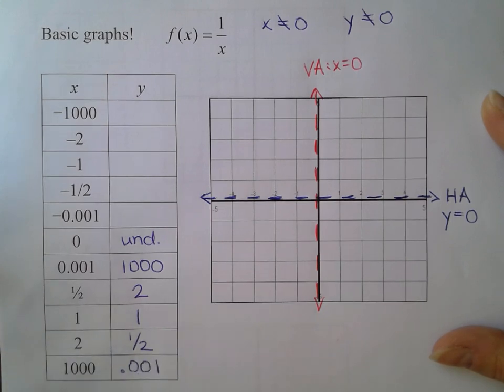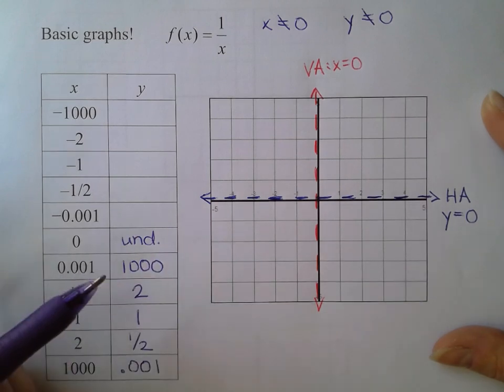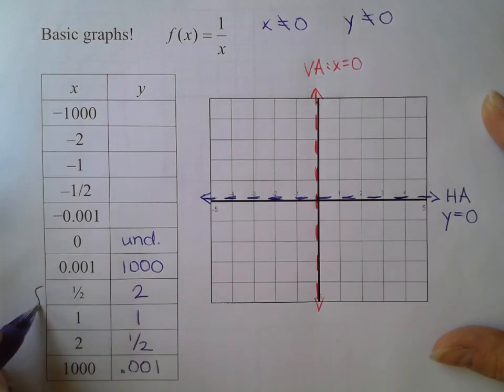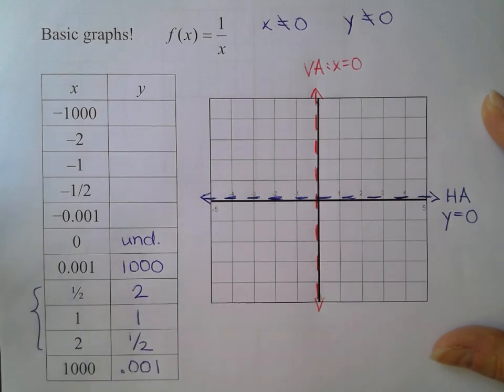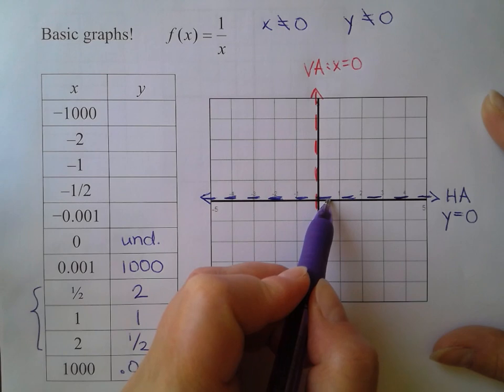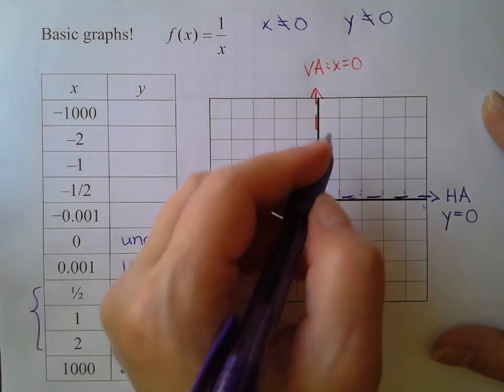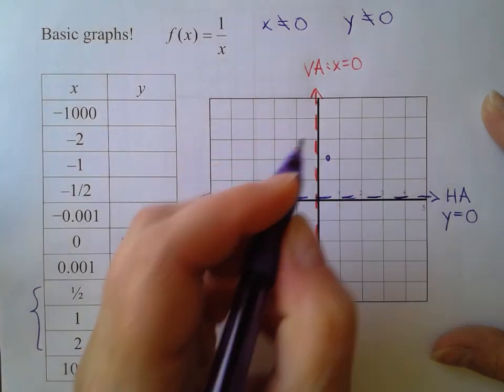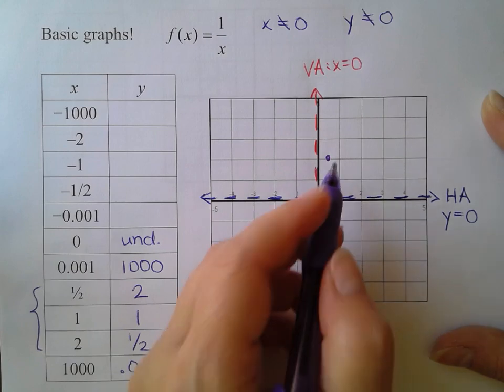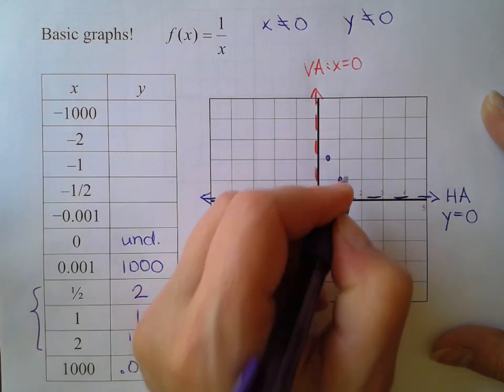So on the right-hand side of the graph, I could plot these. This is one curve. Let's do these three in the middle first, since those are the most appropriate points to plot. So at x equals 1/2, I'm at a y value of 2. I have the point (1, 1), and I have the point (2, 1/2).